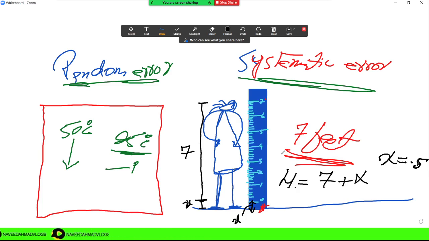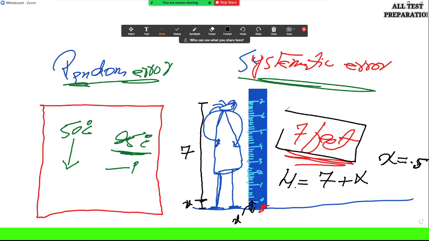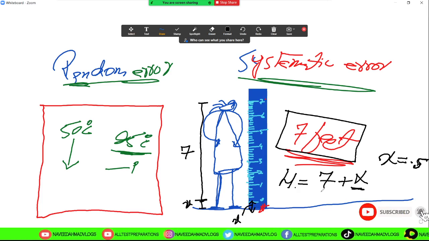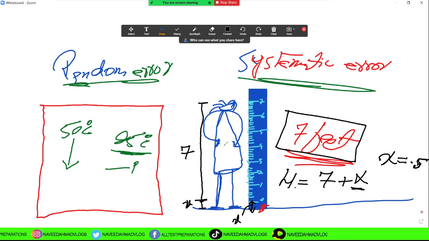okay. But if you write it like this, the height of this girl will be 7 feet, it will be wrong. Why wrong? Because of the systematic error in this ruler. So how will you remove this systematic error from this ruler? You will need to add something, x. You will need to measure this height. You have to bring this ruler down and measure this height too, and write the difference you get here. So 7 plus that will give you the exact height of this girl, like the actual height of this girl.